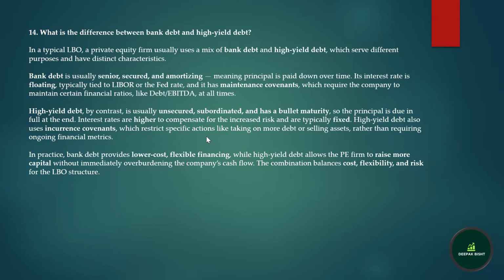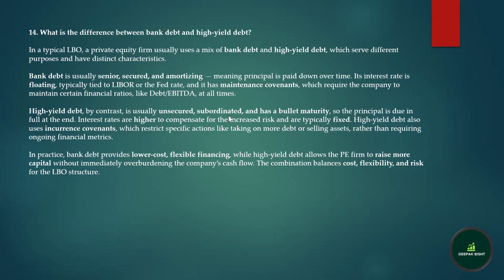Okay, so the next point is secured or unsecured. From the security perspective, when we talk about a bank debt, bank debt is typically secured by a company's assets such as property, equipment, or receivables, and this provides the lender with a claim on the company's assets in the event of default, making it less risky from a lender's perspective, and hence the interest rate is low for a bank debt.